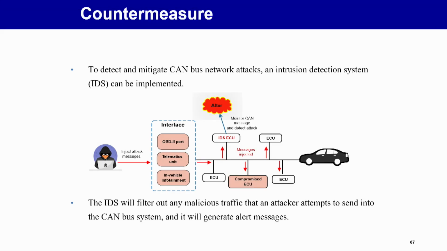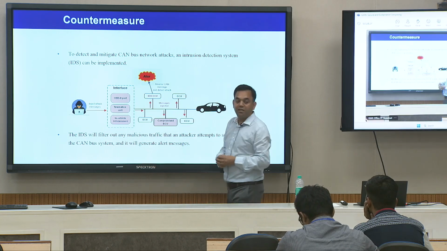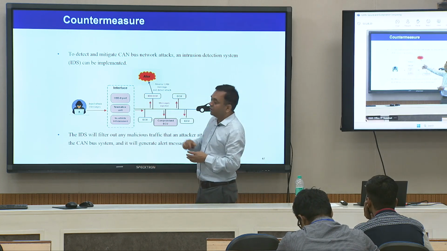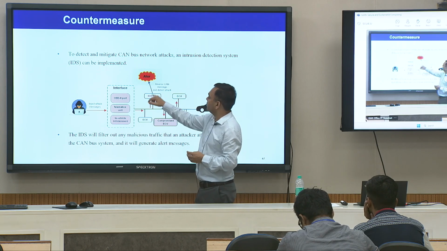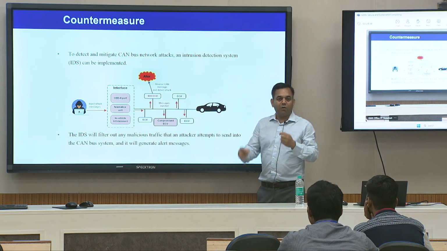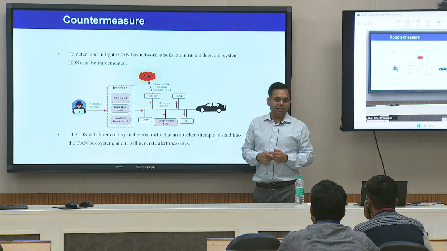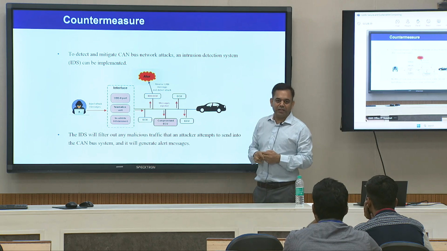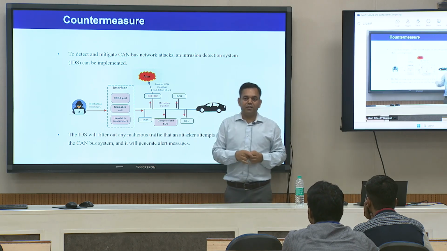Okay, so to detect and mitigate CAN bus network attacks, we can have something called an intrusion detection system. This is very popular. You remember, this is how attackers, through one of the external interfaces, can send messages. In one of the electronic control units, you can have some sort of monitoring of what exactly the payload is. All the payload passes through it, and then it goes to the relevant control units.